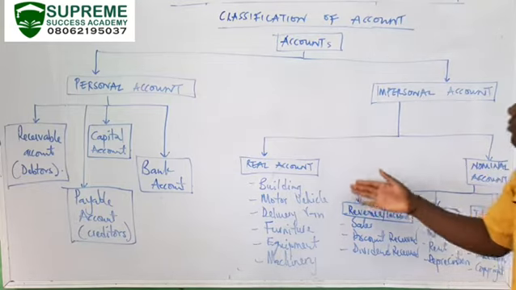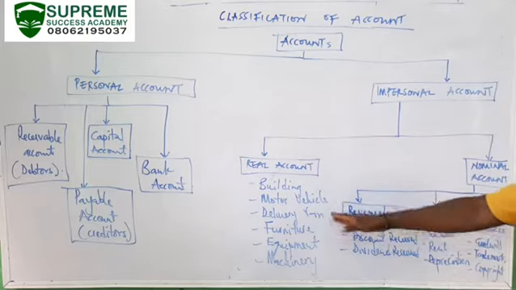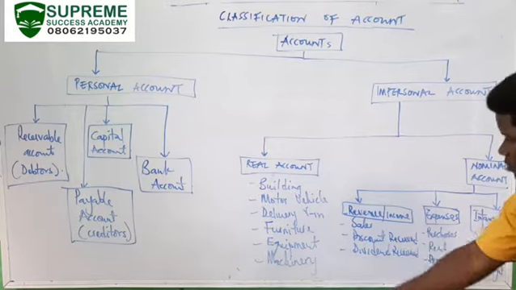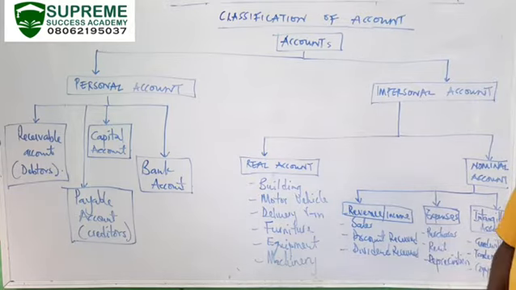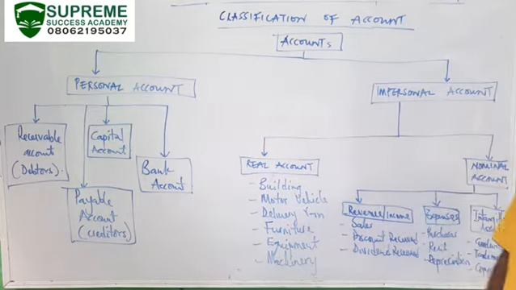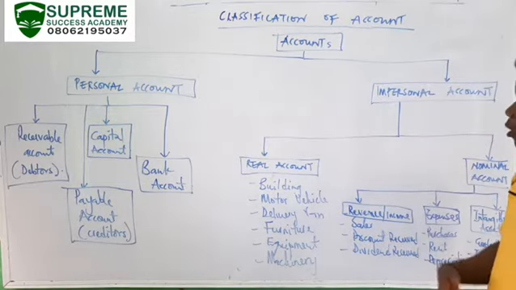Under the real account, we have what we call the building, the motor vehicle, the delivery van, the furniture, the equipment, the machinery. In accounting, we refer to all of these as fixed assets. Assets that are real, assets that can be touched, assets that have value, that last long. They have a longer lifespan.